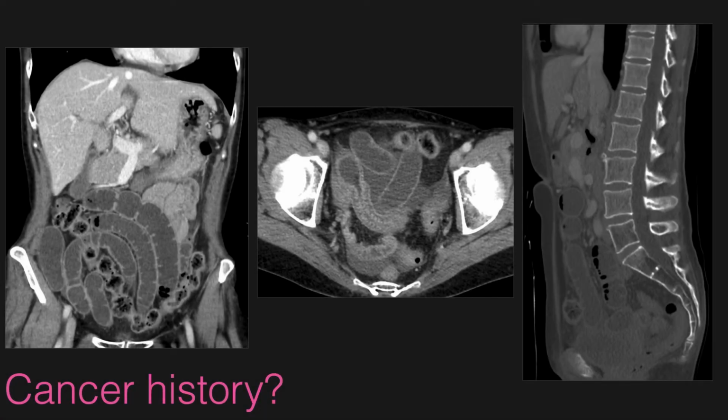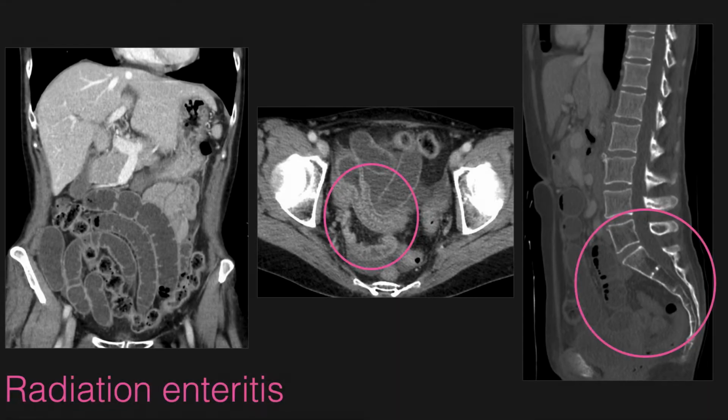Keep in mind that for patients with a history of cancer, there are some important diagnoses to consider. The first is that of a patient who has a history of radiation therapy. This patient had cervical cancer and pelvic radiation with the typical marrow changes we associate with radiation therapy in the pelvis, helping us to inform our understanding of the radiation field, and some segmental thickening of distal small bowel resulting in a partial small bowel obstruction related to radiation enteritis.